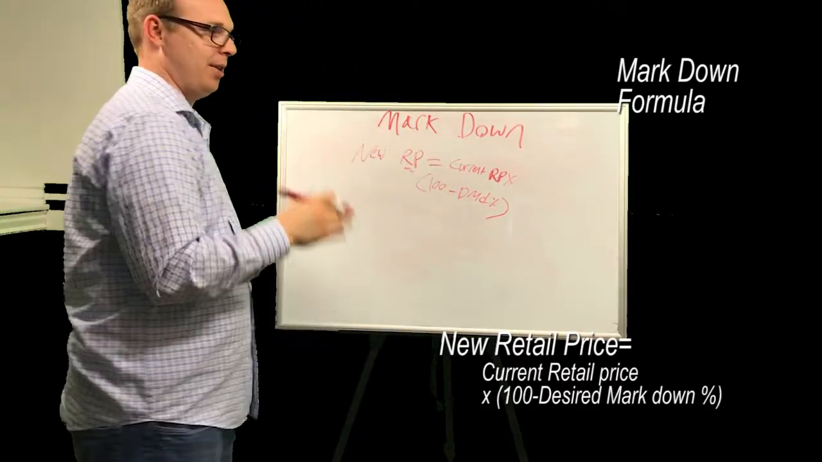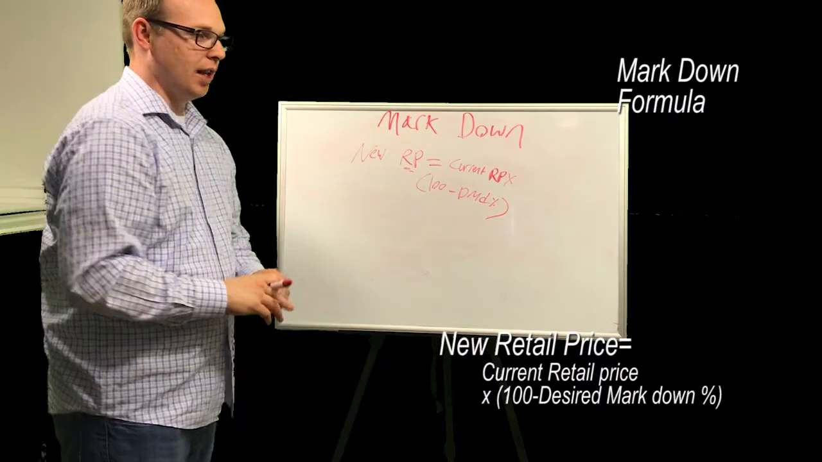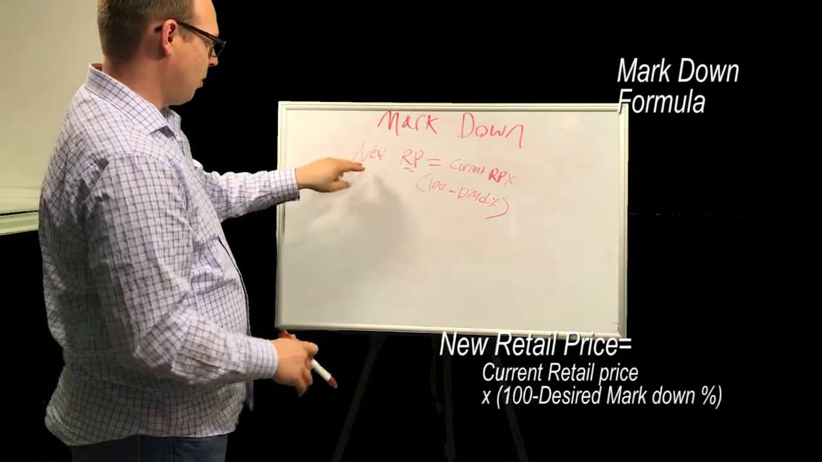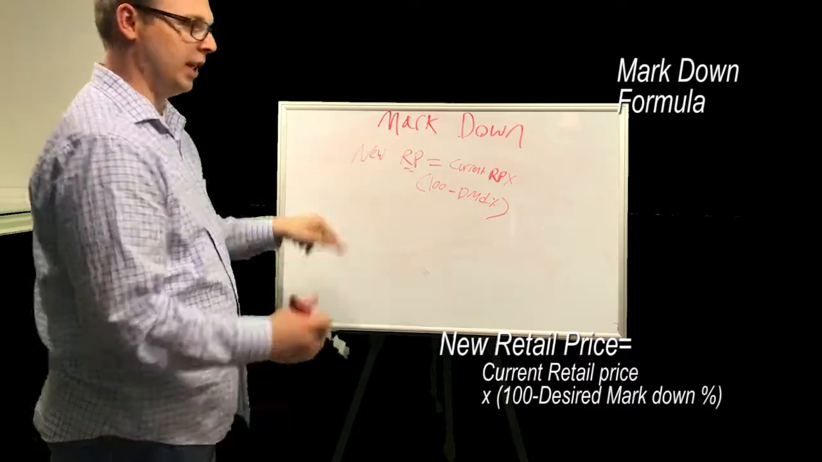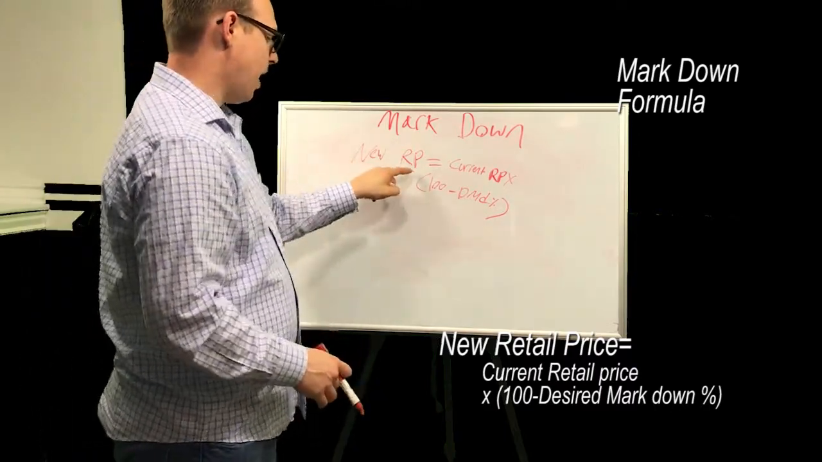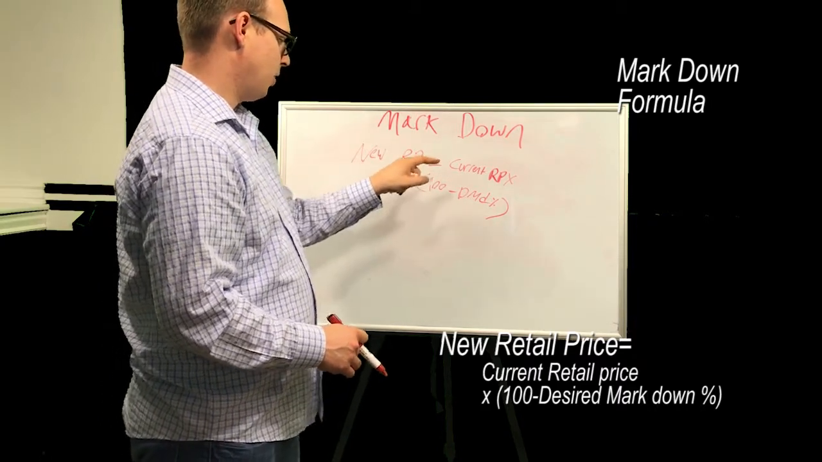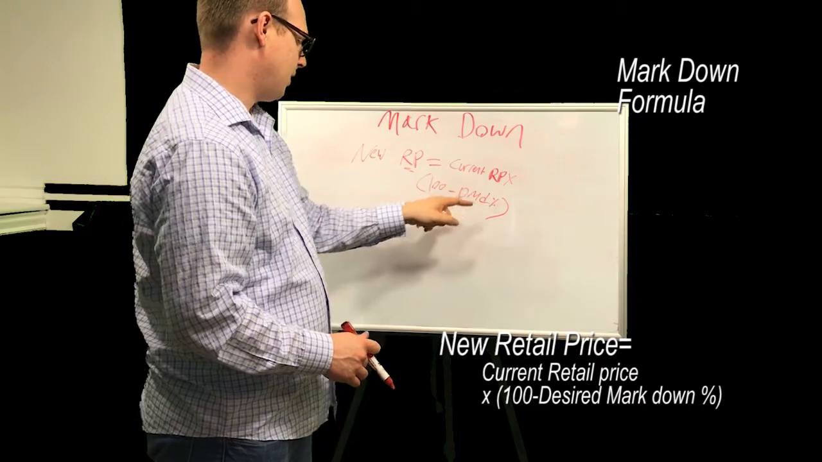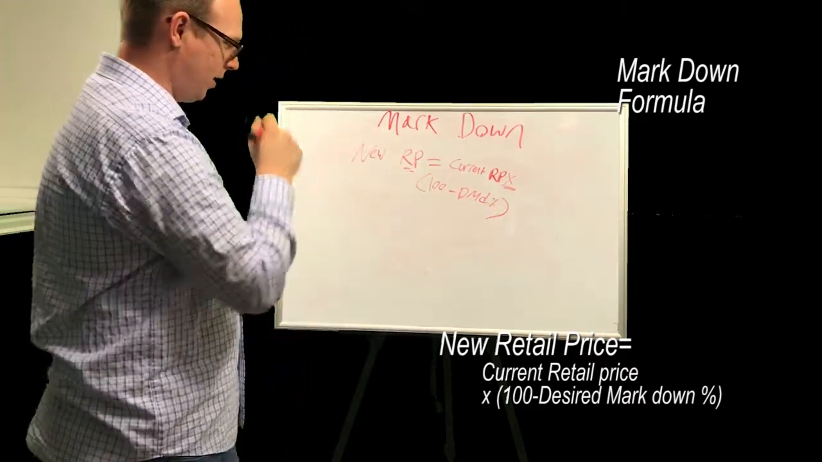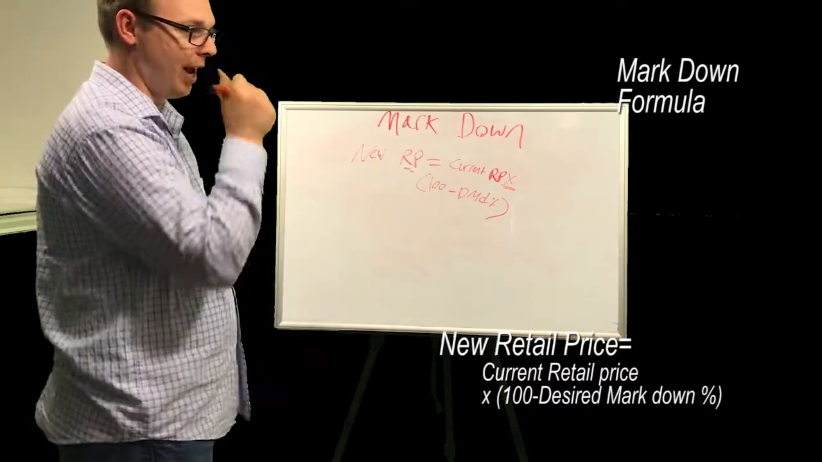You'll see this is very similar to the last formula that we used. I know it looks a little complicated. Let me translate real quick. To get your desired markdown, your new retail price is equal to your current retail price times 100 minus the desired markdown percent.